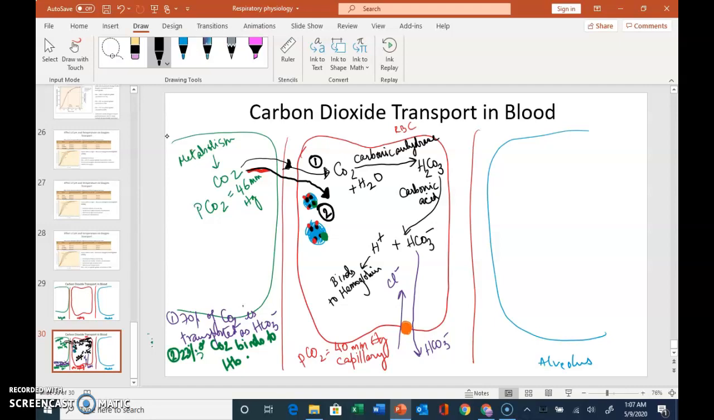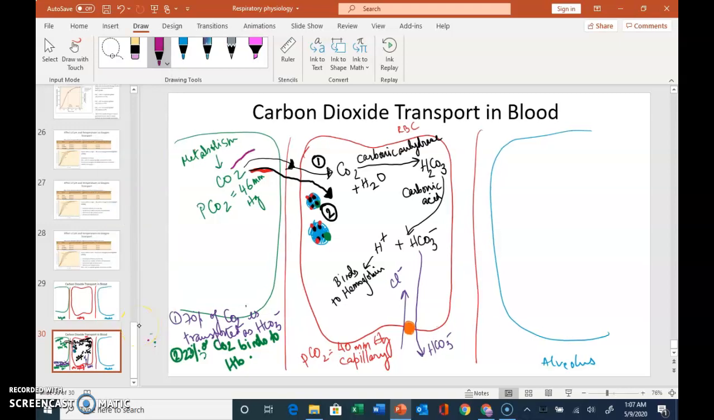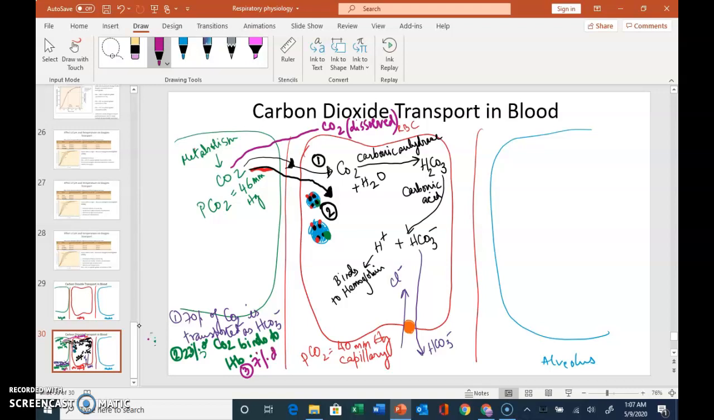What else? Thirdly, some carbon dioxide just remains in plasma. It just remains dissolved in plasma. It does not form carbonic acid. It's just dissolved in plasma. And when this carbon dioxide is dissolved, that's about 7%. So number 3, 7% is dissolved in plasma.